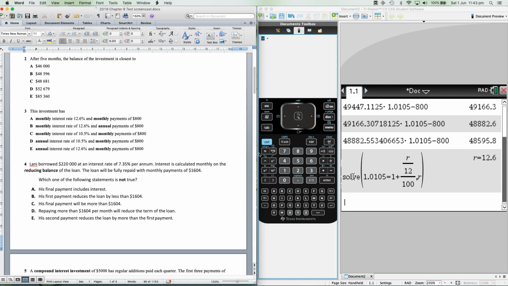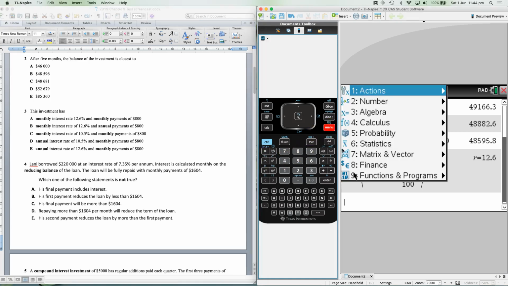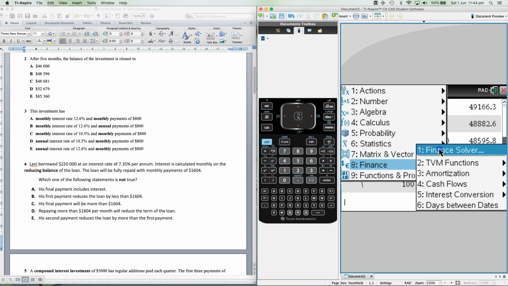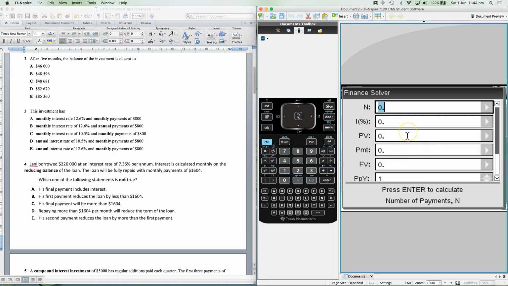However, we should be able to do this on CAS. We need to be able to prove that to ourselves as well. So let's just go into the finance solver right now. And the first thing I'm going to do is find out the length of that loan. Okay, I'm going to put in the interest rate.